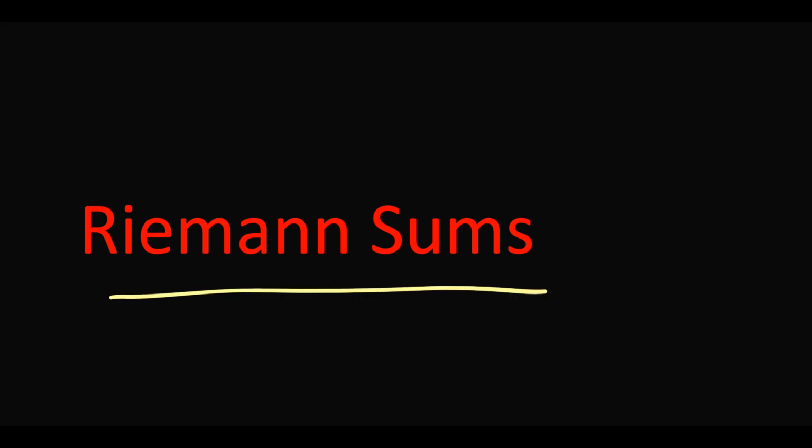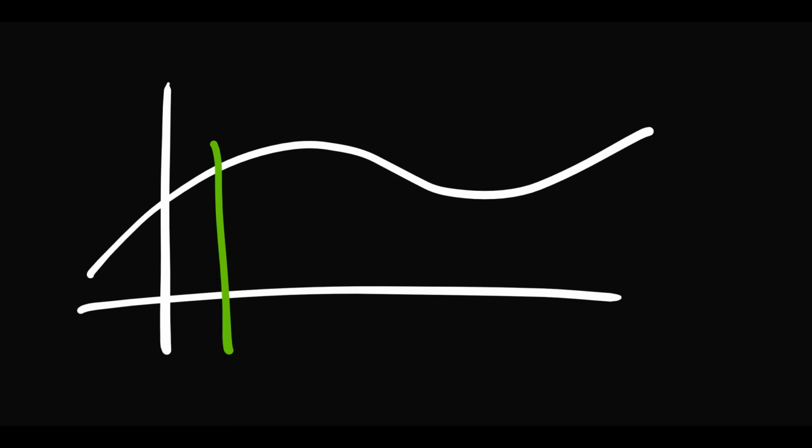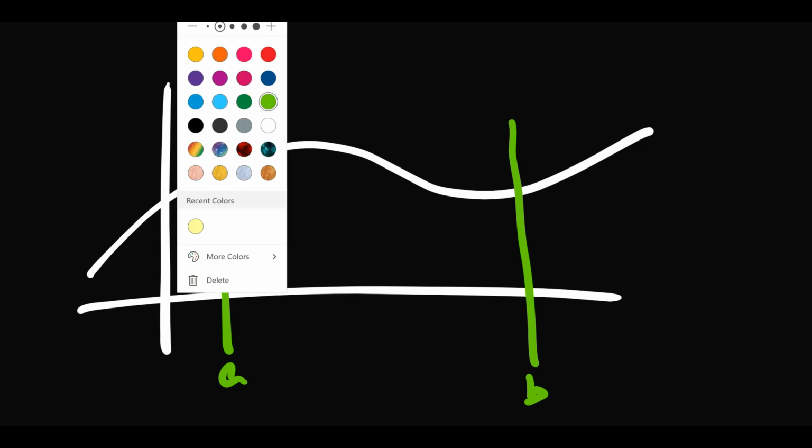All right, let's talk about Riemann sums, which are extremely important in calculus. Let's talk about what they are, what's going on with this section. So suppose you have a graph like this, okay? You want to find the area between, let's say, A and B. All right, make this a little thinner.